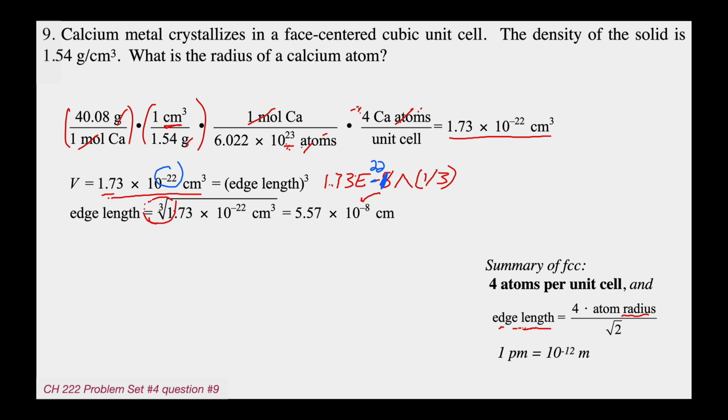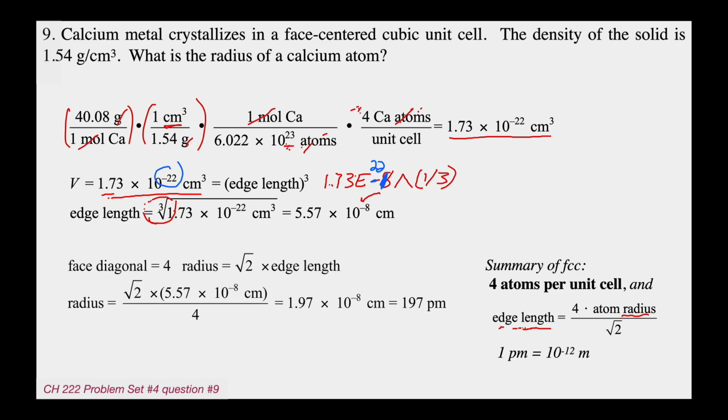Okay, so the edge length, the edge, 5.57 times 10 to the minus 8. And the edge equals 4 times the radius divided by the square root of 2. So if you want, what you can do is say radius equals square root of 2 times edge divided by 4, kind of like what we did in the last problem, but it was for a BCC, not an FCC. But anyway, the answer comes out to be 1.97 times 10 to the minus 8 centimeters.